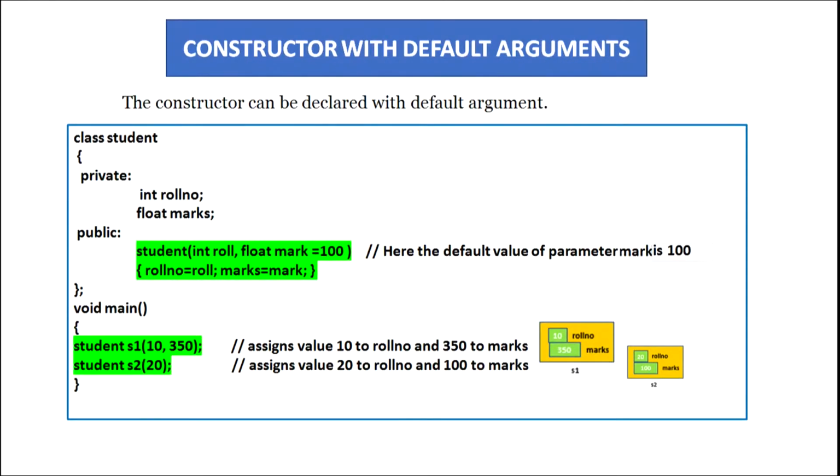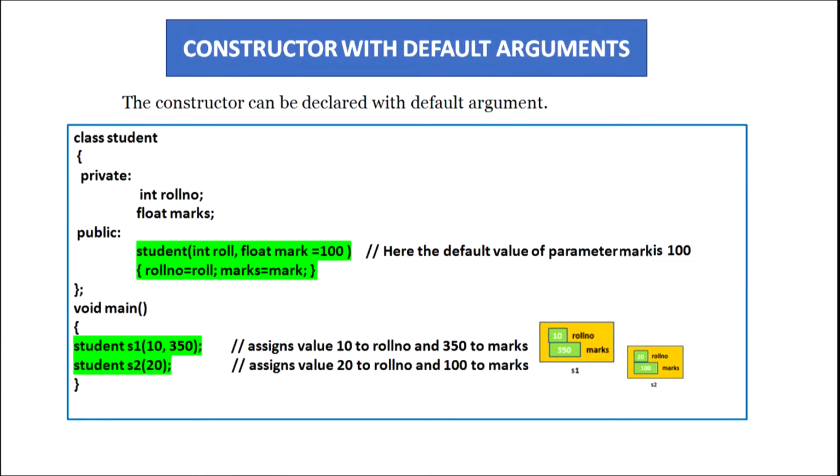Now, let us see in main. The first statement is student S1 10, 350. So, the object S1 will be created and memory space will be allocated to its data members, roll number and marks, and the value 10 will be assigned to the data member roll number and 350 to marks. Let us see the next statement.